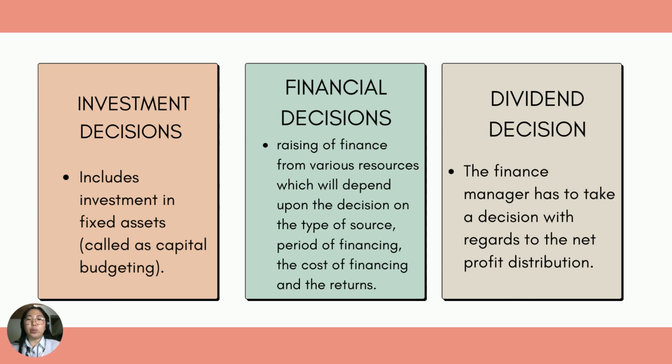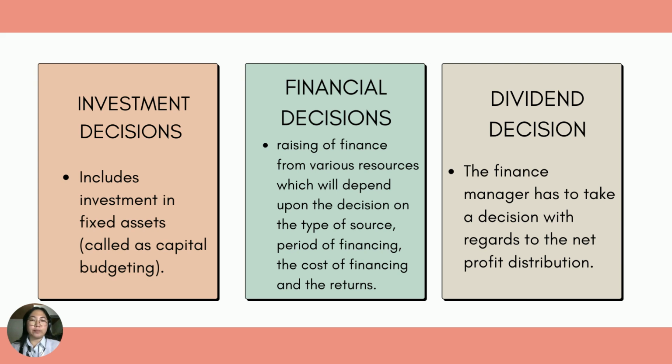Number 1 is investment decision, which includes our assets or our capital budgeting. So investment in current assets is also part of this decision, which is also called the working capital decision. The next one is the financial decision. So this is in relation to raising our finance from various sources, which depends on the decision of what type of source, when the financing is needed, how costly the financing is, and the returns of our products and services.